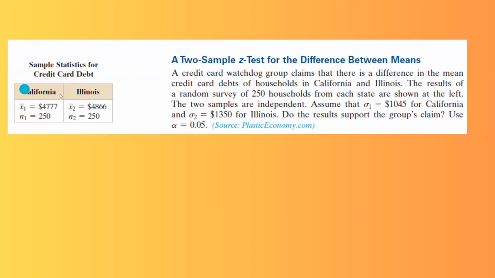So for California, it seems like the mean is 4,777, and n1, the sample size, is 250. For the second state, Illinois, the mean is 4,866 with sample size 250.